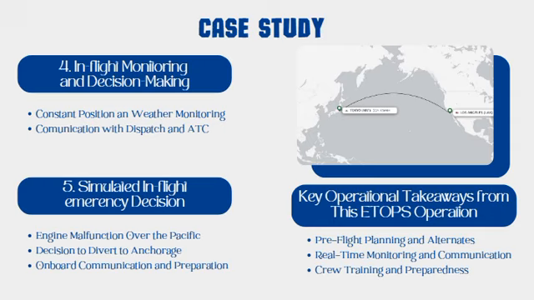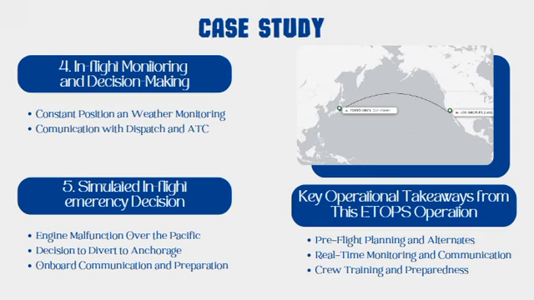Fourth, the simulated in-flight emergency decision in just a hypothetical scenario. Engine malfunction over the Pacific, for example. Midway through the route, the flight crew detects a significant decrease in one engine's performance. Following ETOPS protocols, they begin a controlled descent and assess the nearest alternate.